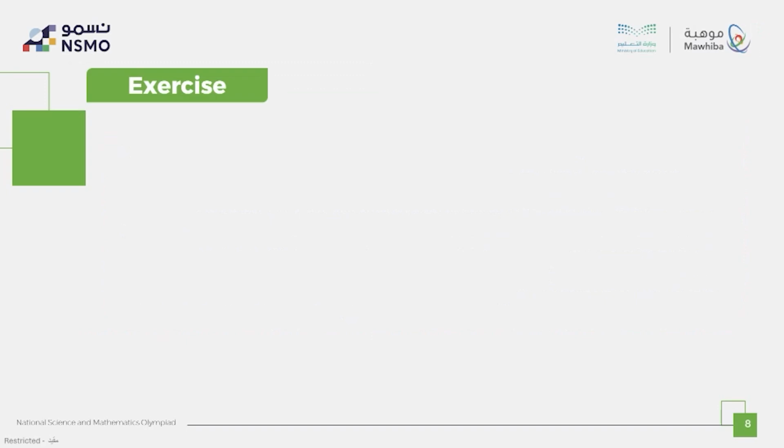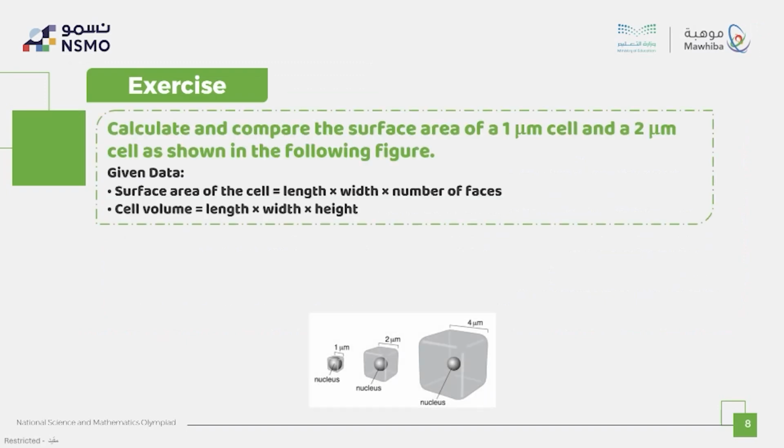We have an exercise. We need to calculate and compare the surface area of a 1 micrometer cell, a 2 micrometer cell, and a 4 micrometer cell. And this cell is like a cube. So the surface area would be 1 for length, 1 for width, and 6 for the number of faces, because it's a cube. So it will be 6. Volume would be 1 for length, 1 for width, and 1 for height, so it would be 1.